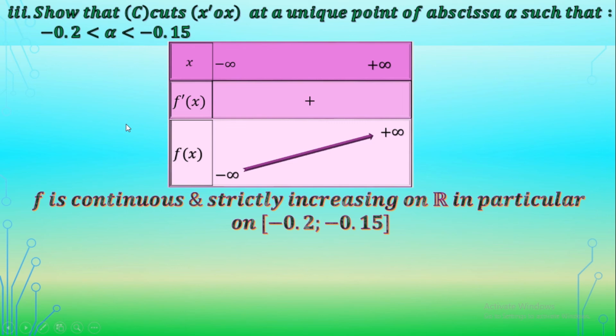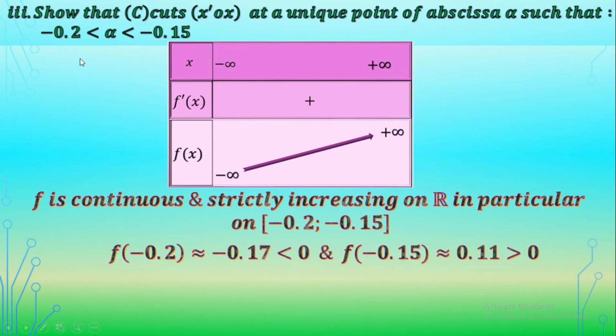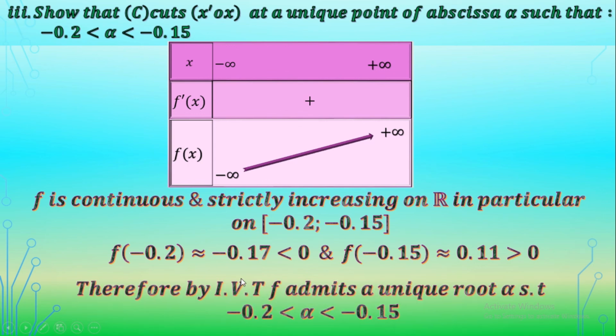Well, note something else. If we calculate f of minus 0.2, it will be approximately minus 0.17, which is negative. And if we calculate f of minus 0.15, it's approximately 0.11, which is positive. Or we can calculate the product of f of minus 0.2 and f of minus 0.15, which will give us a negative answer. In this case, we can deduce by the intermediate value theorem that the function f admits a unique root alpha such that alpha is between minus 0.2 and minus 0.15.